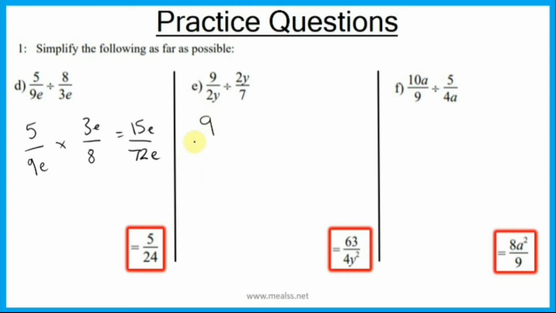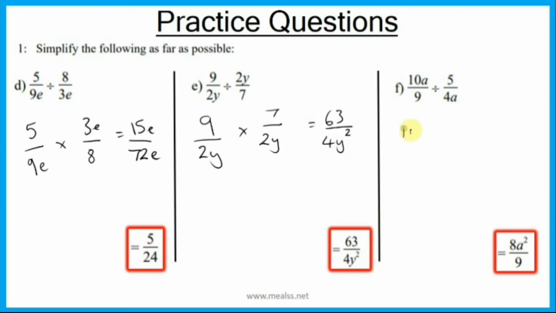So again, this should be 9 over 2y. Flip the second one, so it should be 7 over 2y. Change the sign. 7 times 9 is 63. 2y times 2y is 4y squared. And since this cannot be simplified any further, we get the final answer of 63 over 4y squared.